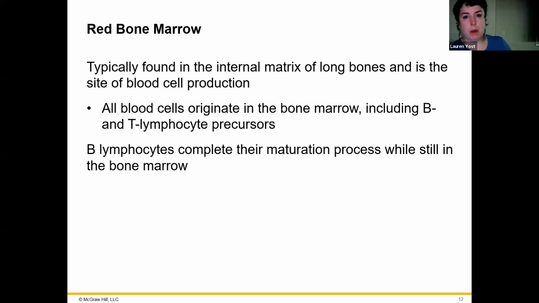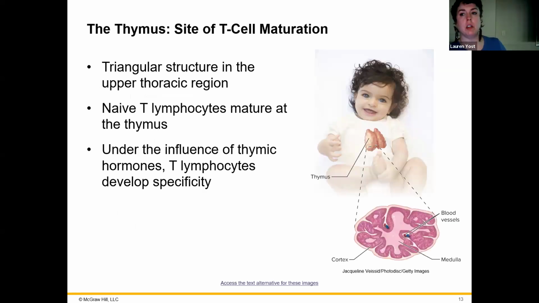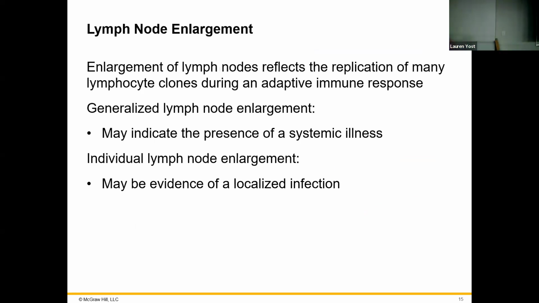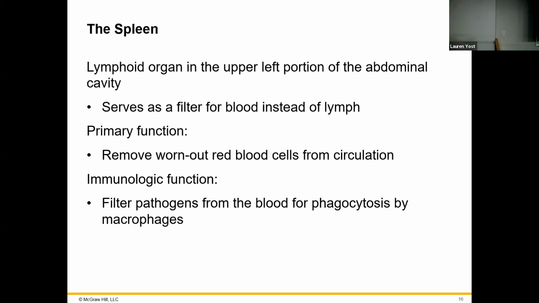We already talked about the red bone marrow. We talked about the thymus, and we're going to get more detail on the thymus in the next chapter when we talk about T cells. Our lymph nodes are scattered all throughout your body. You have major aggregations of them in the neck and the groin and the underarm. This is no news to you guys, I'm sure. And then it becomes enlarged because we have the multiplying of our white blood cells in response to an antigen.